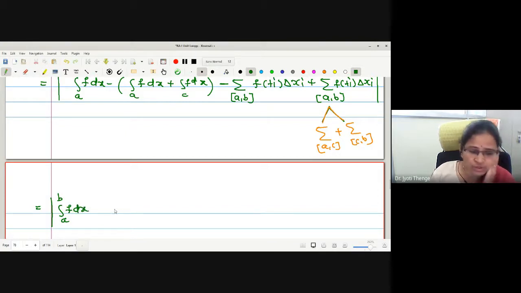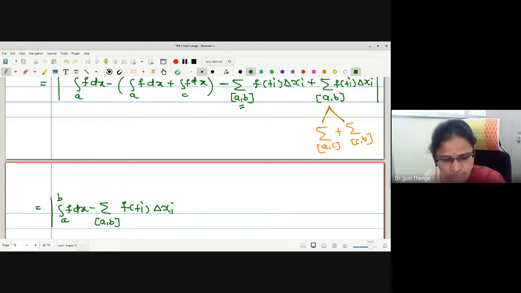Now what I will do, simultaneously can I write the integration with corresponding summation on the interval? This is integration a to b, no? Therefore here I will take this with summation on a to b f of pi delta xi. Is that okay? Yes, ma'am.